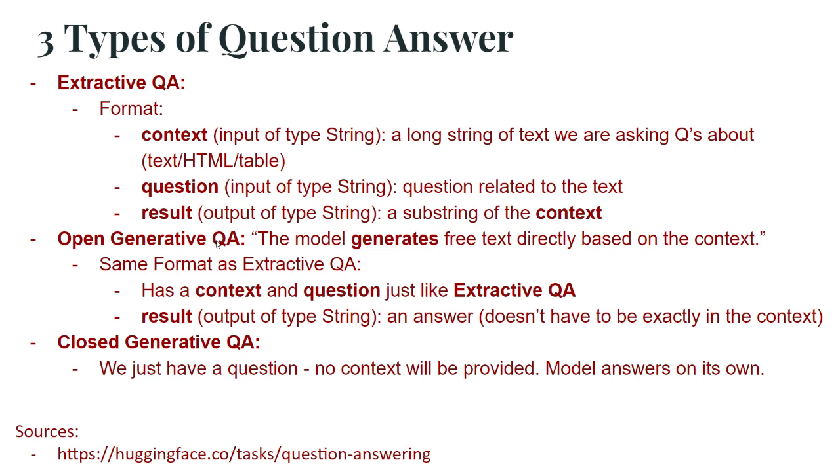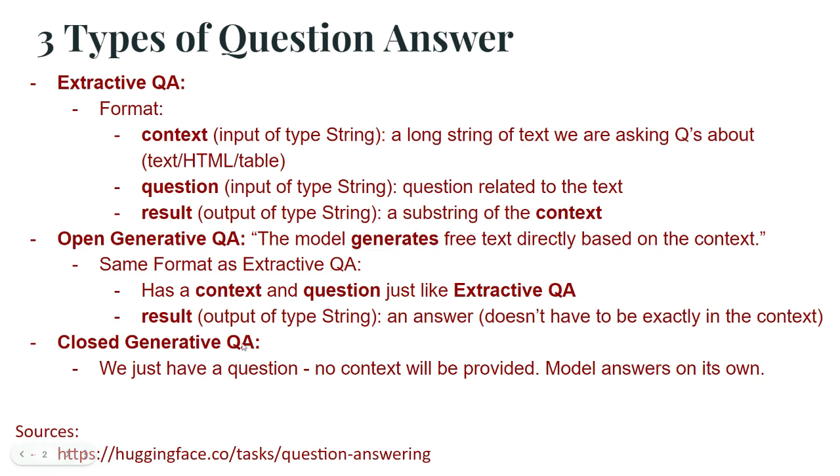Open generative QA is basically the exact same thing as extractive QA. So you're going to have a context, you're going to have a question, but the model is going to generate free text directly based off the context, which is like the background information. So essentially the result is going to have a portion of the context, but then it's going to build on top of that and generate new text.